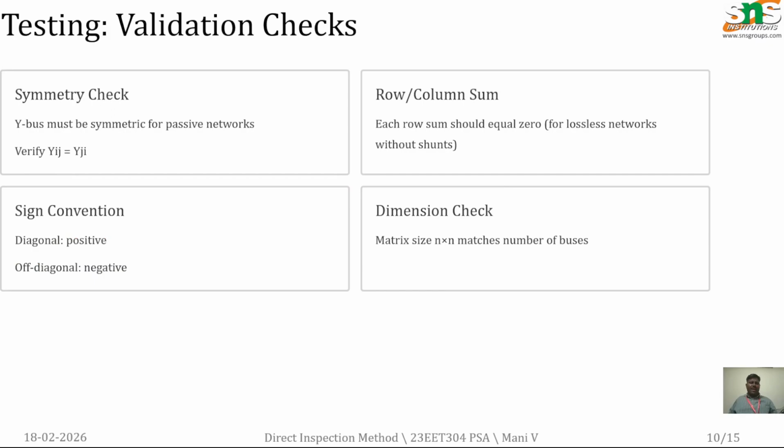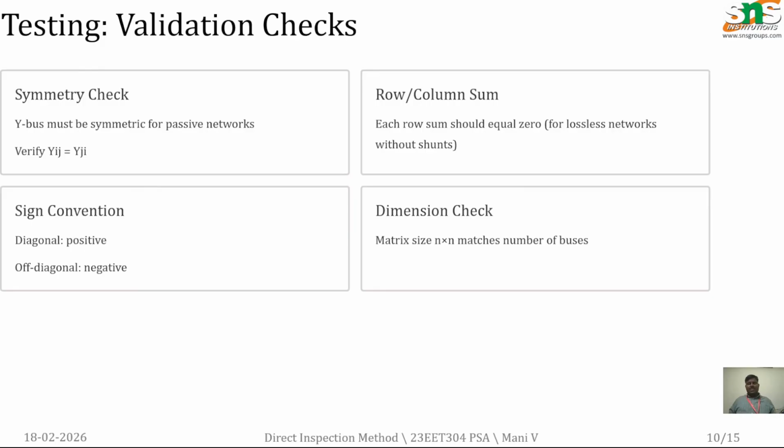So how do we validate? Here we have to validate that y14 is equal to y41, and y23 is equal to y32. So what is common between 1 and 2 is also the same as 2 and 1. Like that we can verify whether the inspection method is right or wrong. Here the row sum, in each row, should be equal to 0. We can change the sign convention, with the diagonal as positive and the off diagonal as negative.